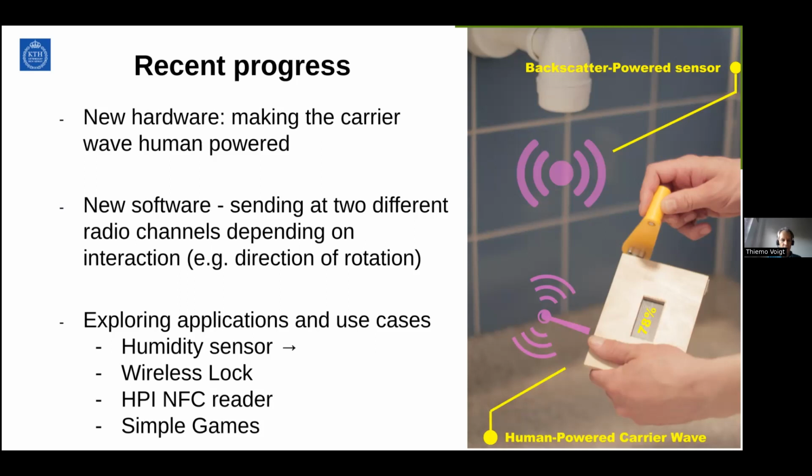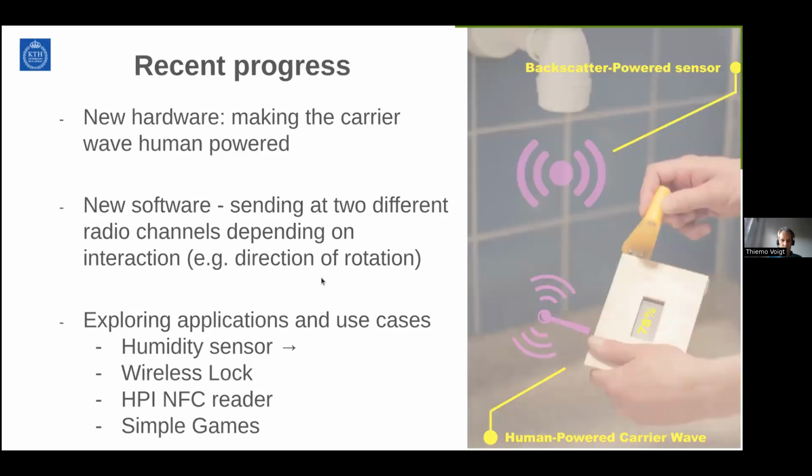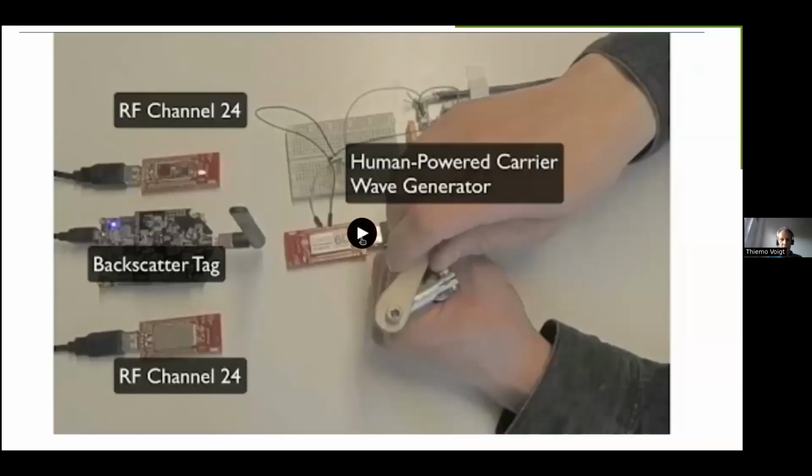You've already seen the wireless locks, but in the next example, we will also show some simple games. So here's a video. What you can see in this video is the crank. This is a device that generates the carrier wave. Then we have the backscatter tag, and depending on the direction you crank, either this node receives it or this node receives it and can then interact with, for example, an e-ink screen.